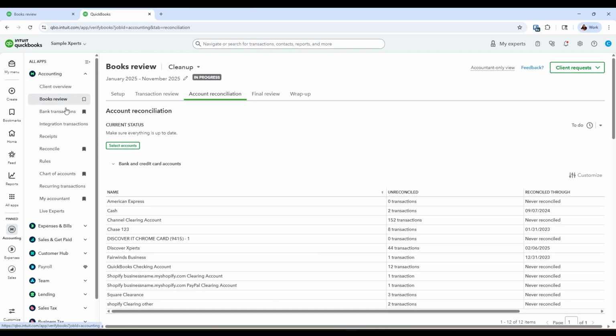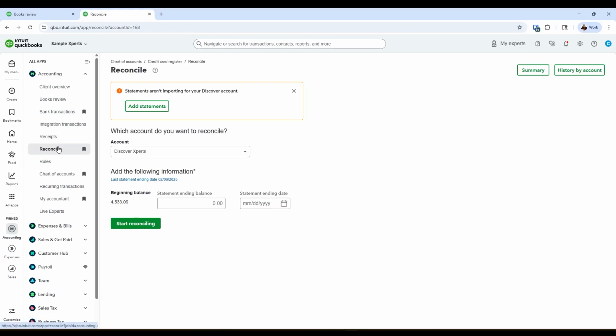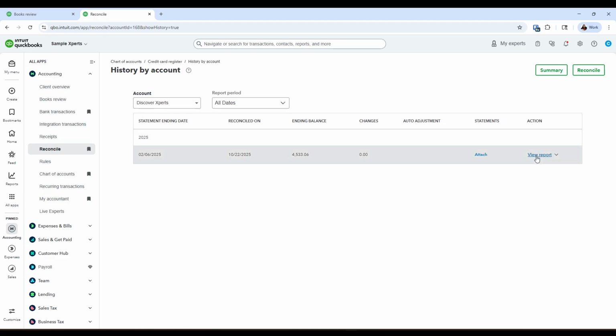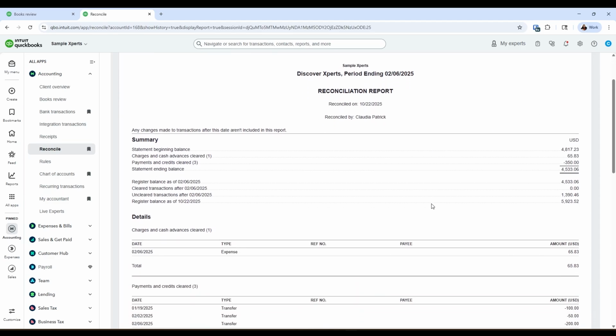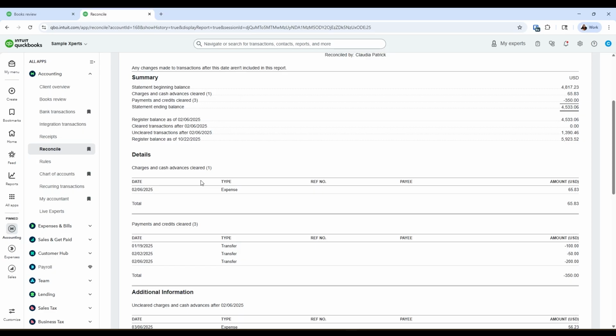So if you go to reconcile on your accounting menu, you can take a look at history by account and you can view the report right from here. Okay, and the things you want to look for are the statement beginning and ending balance. Look for things that have not cleared. Okay, cleared transactions and unclear transactions is very important.